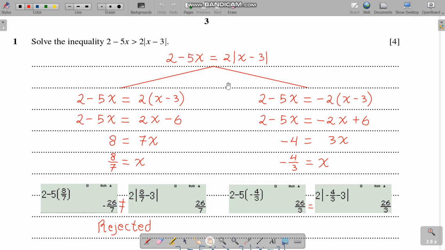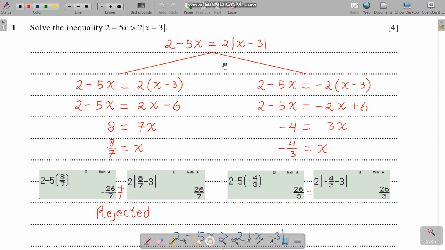So we are using the critical value method. The first step is to solve the inequality. Solve the equation. So we treat the inequality as an equation. We replace the sign with the equal sign. So now we solve two equations.